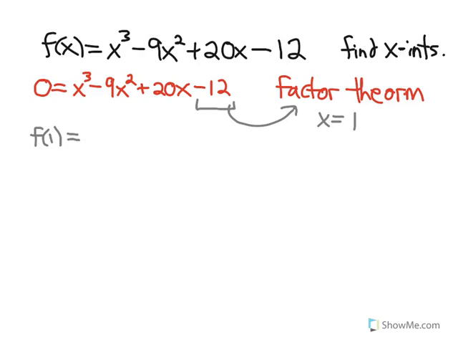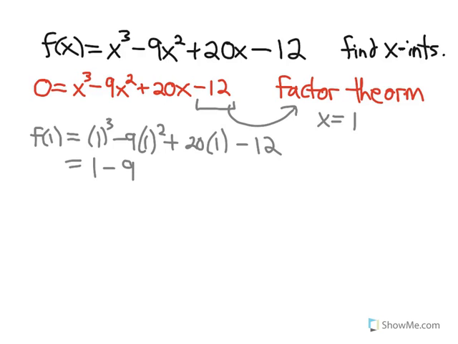So I'm just going to replace the x everywhere I see it with 1. So it's 1 cubed minus 9 times 1 squared plus 20 times 1 minus 12. What does this equal? 1 minus 9 times 1 is 9 plus 20 minus 12. 1 minus 9 is negative 8 plus 20 is 12 minus 12. Look at that, it's 0.